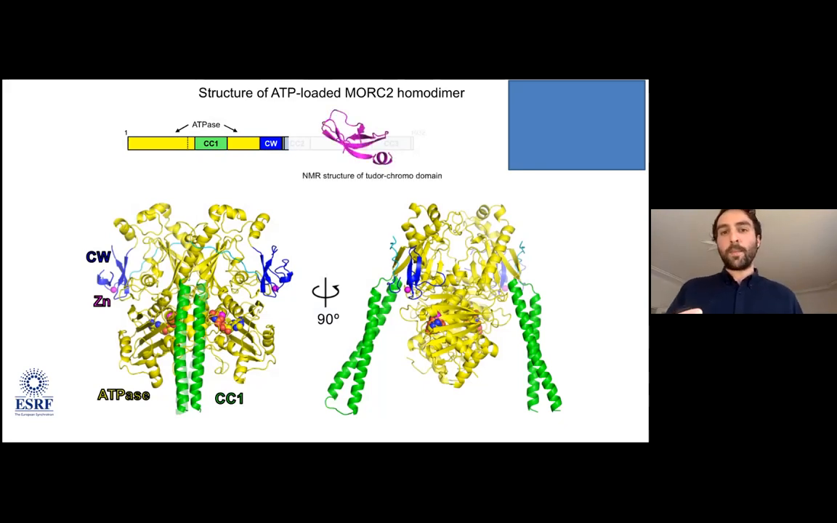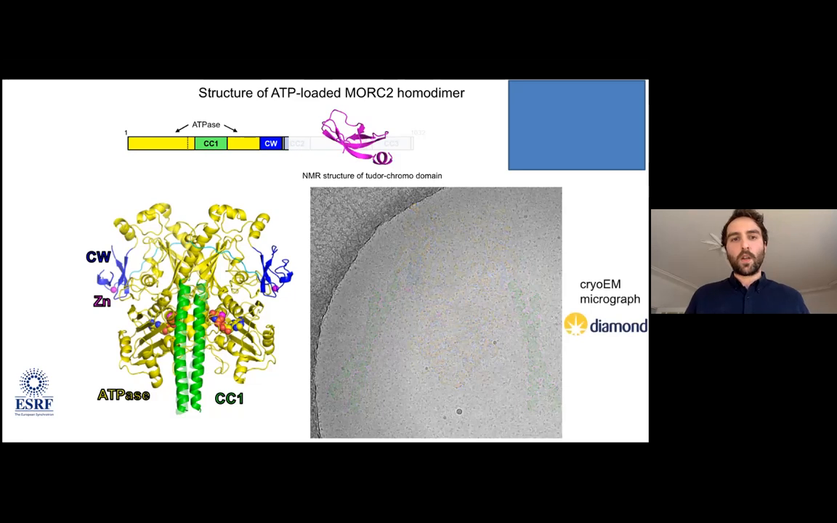We've also solved an NMR structure of one of the chromatin binding domains, which I won't talk about today. And of course, putting this all together, this is an excellent cryo-EM target, and this is a cryo-EM micrograph that we collected at some of the microscopes in Diamond in Oxford. And we're working up towards a model of the entire structure.